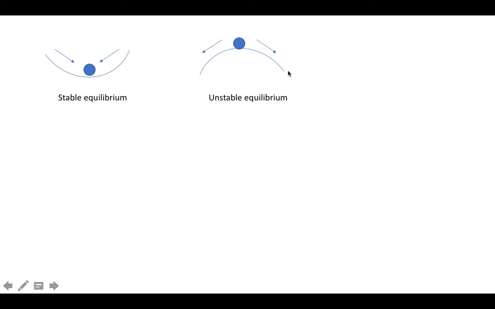Similarly, for a setup like this, the ball will always move away from the mean position even if it's disturbed in either direction. This is usually termed as unstable equilibrium. While if the curve is actually a straight line, the ball would simply move to its new disturbed position and remain there. This is usually termed as neutral equilibrium.